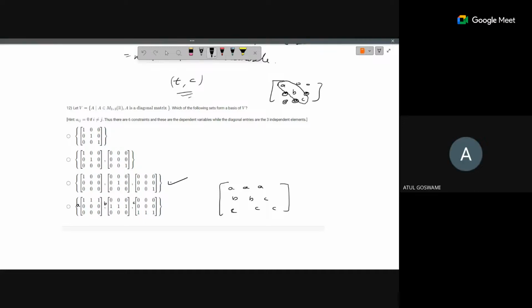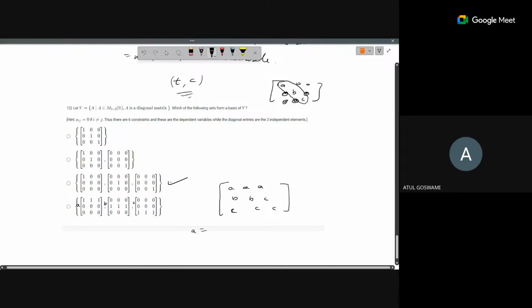But see, suppose we take A as 1, B as 1, C as 1. In the third case, we are getting A, B, C, 0, 0, everything. But in the fourth case, we are getting this: 1, 1, 1, 1, 1, 1, 1, 1, 1. Clearly, it is not a diagonal matrix because the off-diagonal entries are non-zero.